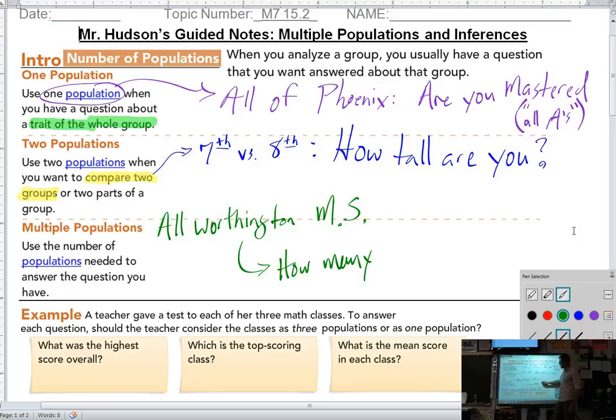That would be interesting data to collect because then you could look at what percentage of the population in Worthington are only children? What percentage have younger siblings or older siblings? That would be interesting data. There might be an outlier with like a dozen siblings.